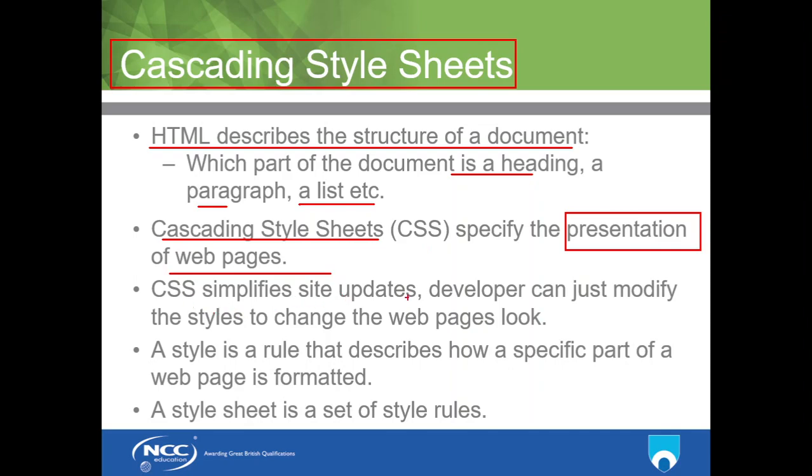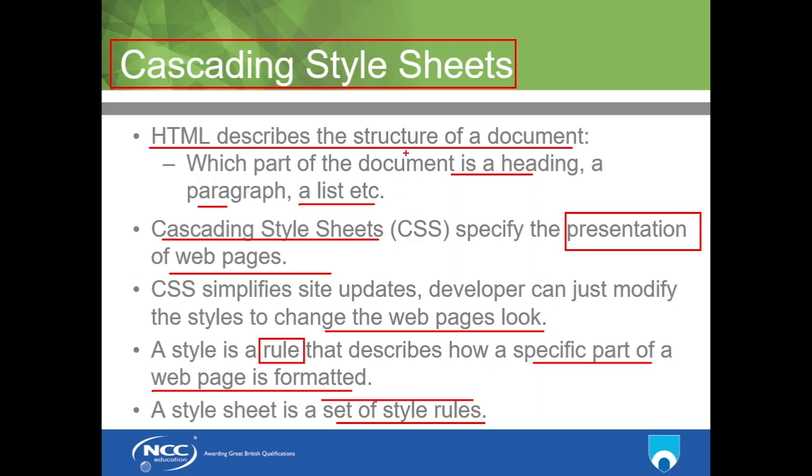CSS simplifies site updates. Developers can just modify the styles to change the web page's look. So a style is a rule. A style is a rule that describes how the specific part of a web page is formatted. So formatting. That is what we call the outlook. So a style sheet is a set of style rules, meaning we have a number of style rules in a style sheet. A single CSS document is called a style sheet.